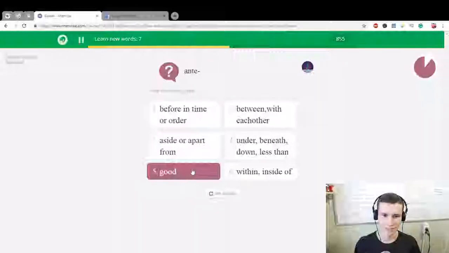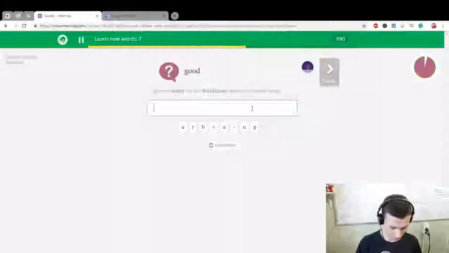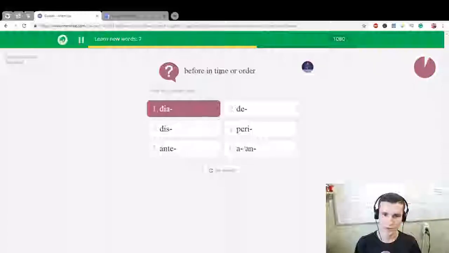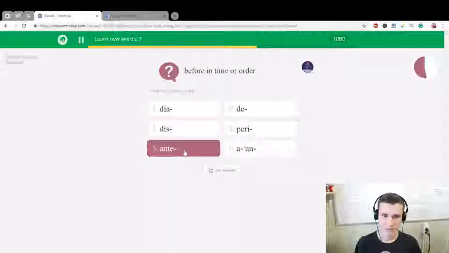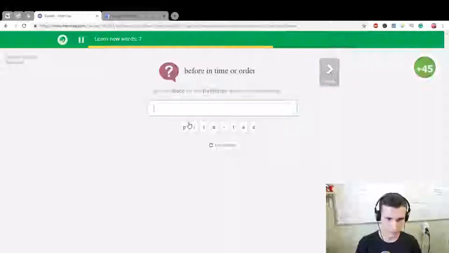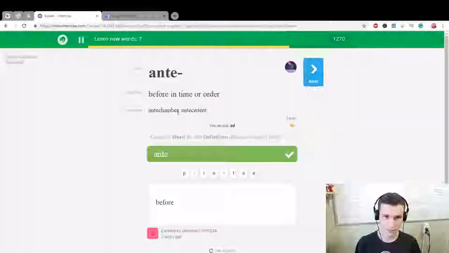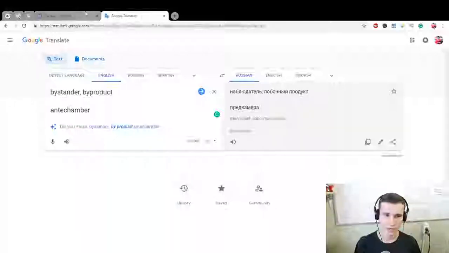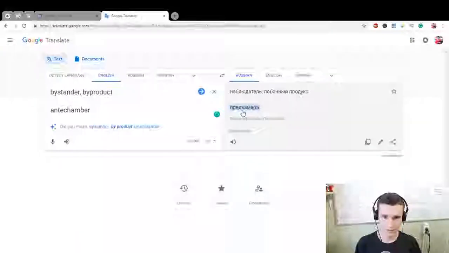Ante is before, anti is opposed to, against, bene is good, by is aside or apart from, ante is before, in time or order. Ad is to, toward, by is aside. Antechamber, what antechamber is. Chamber is room, yes.